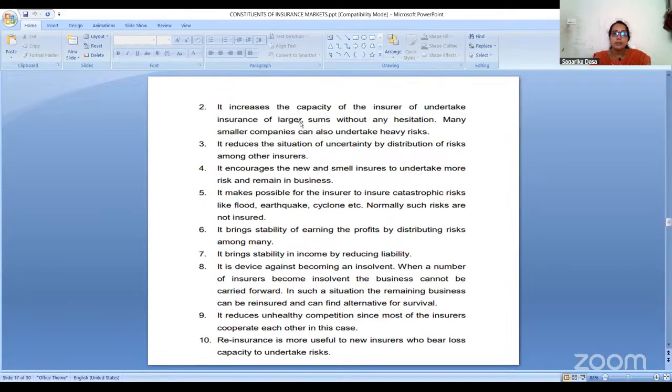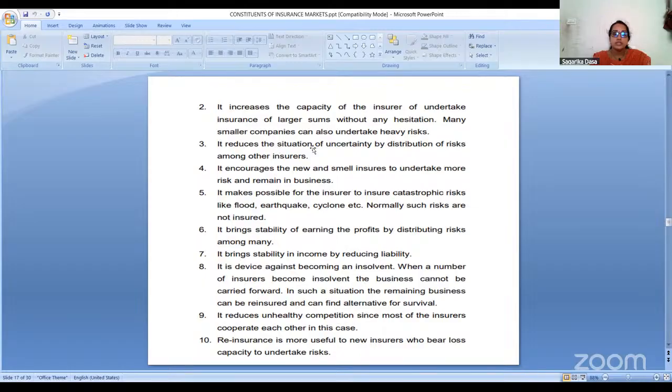It increases the capacity of the insurer to undertake insurance of large sums without any hesitation. Many smaller companies can also undertake heavy risk, because reinsurance helps insurance companies go with large sums of insurance policies without hesitation. Now they can go with reinsurance, by which they can reduce their risk capacity.